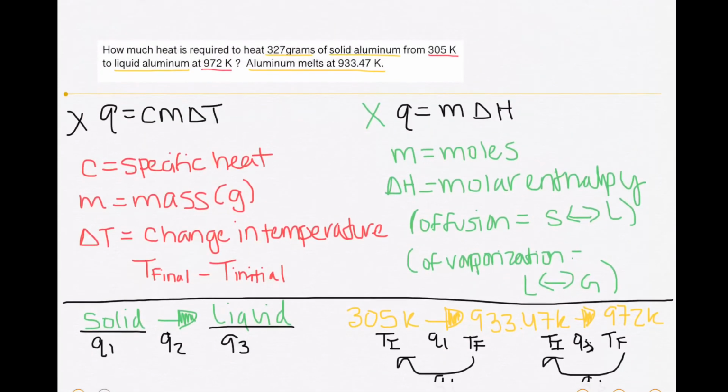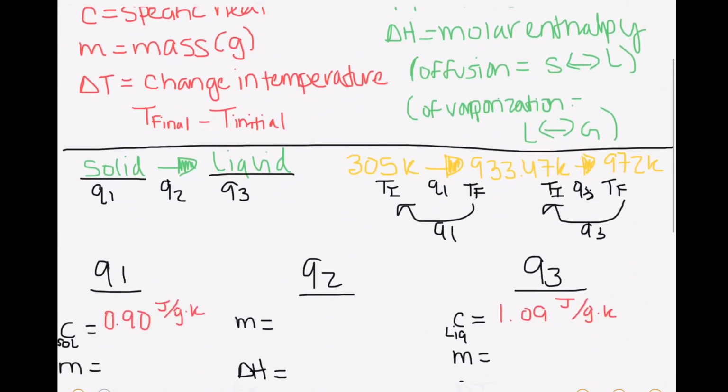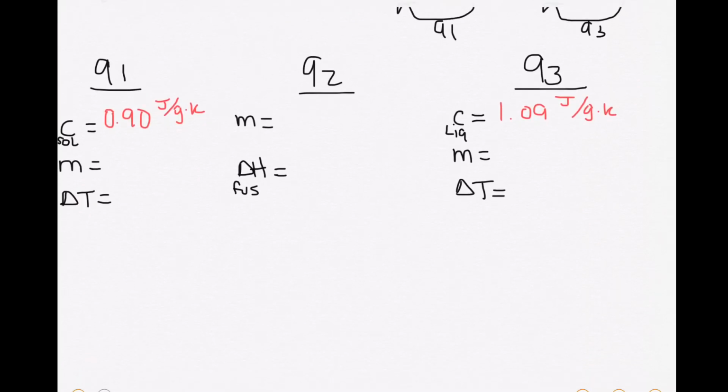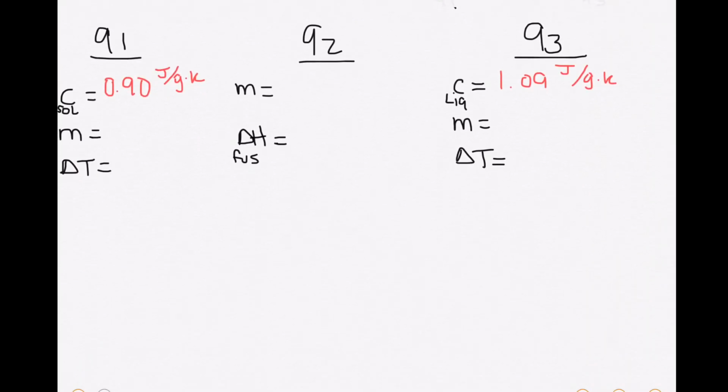Okay, and then my mass, if you remember, was given to me in the problem. It's something that I underlined. 327 grams of solid aluminum. So I'm going to come back down here and enter 327 grams for my Q1 and my Q3.